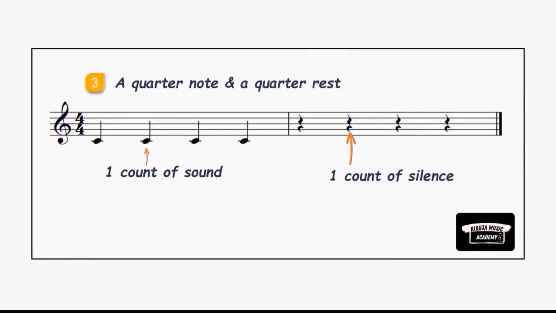A quarter note is a musical note played for 1 beat in a 4/4 time signature, and its symbol is a solid black oval shape with a stem attached to the right side. A quarter rest indicates silence of 1 beat, and its symbol resembles a stylized 3.